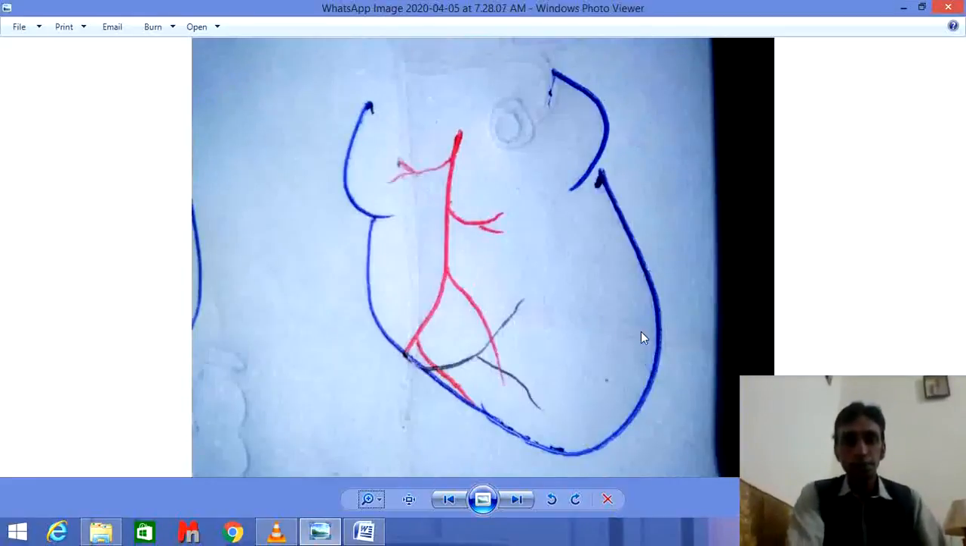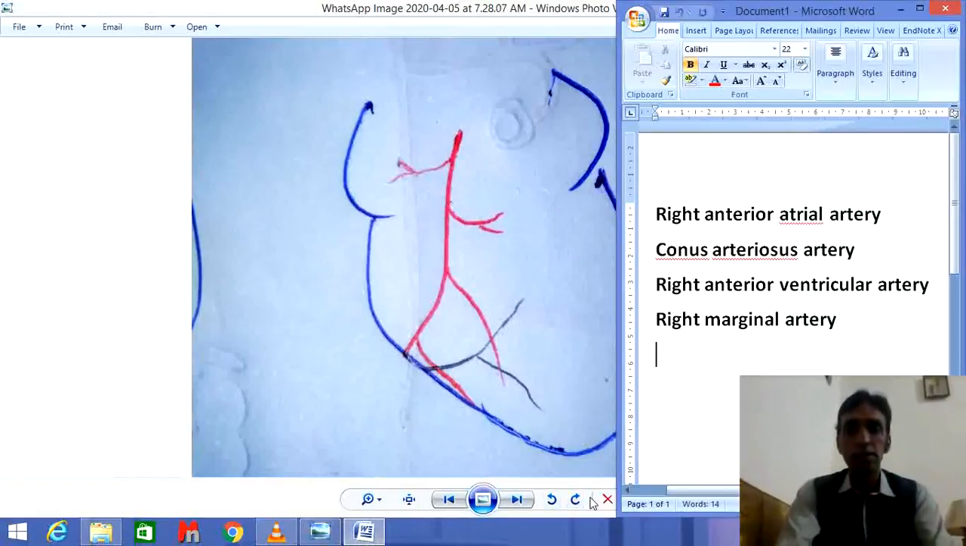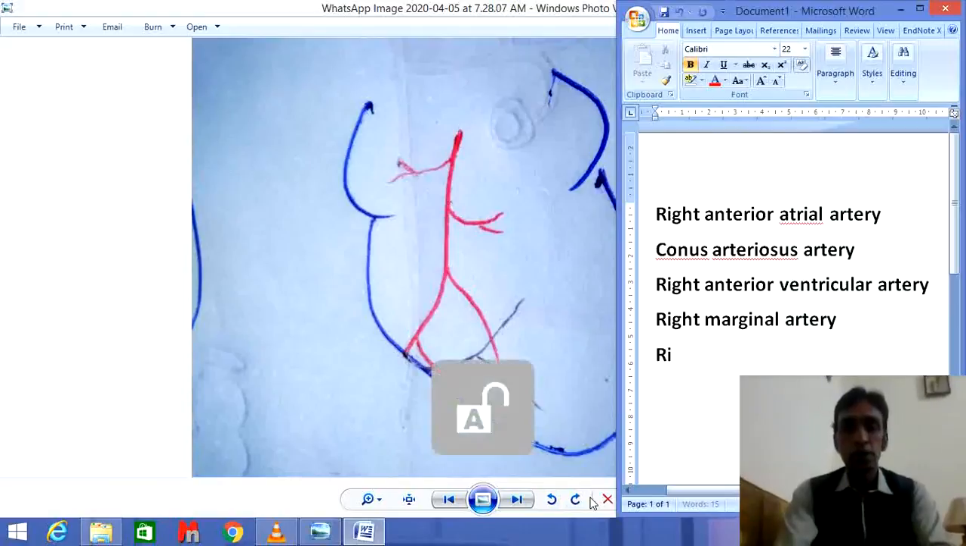Now and then, this is the right coronary artery. This right coronary artery goes posteriorly, just like the circumflex artery. This goes posteriorly. The posterior side is represented by the black pen. The posterior side actually provides blood to the right ventricle. So over here we will write right. This is the part of the right coronary artery.